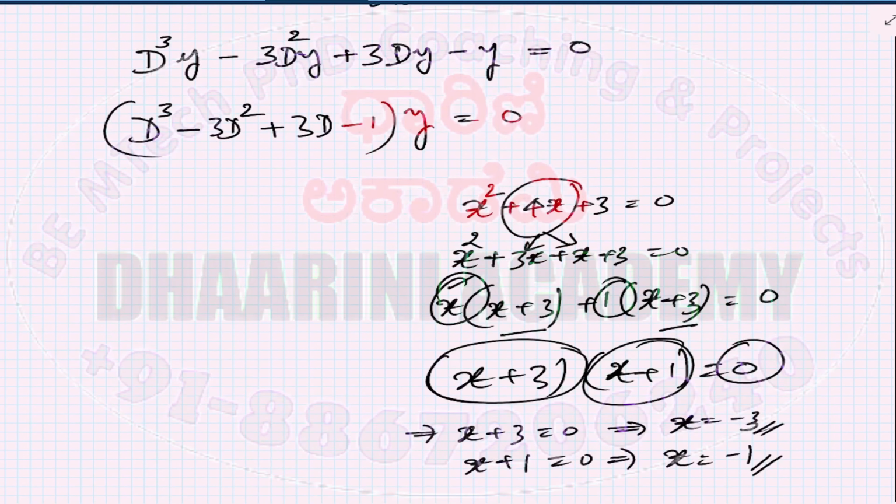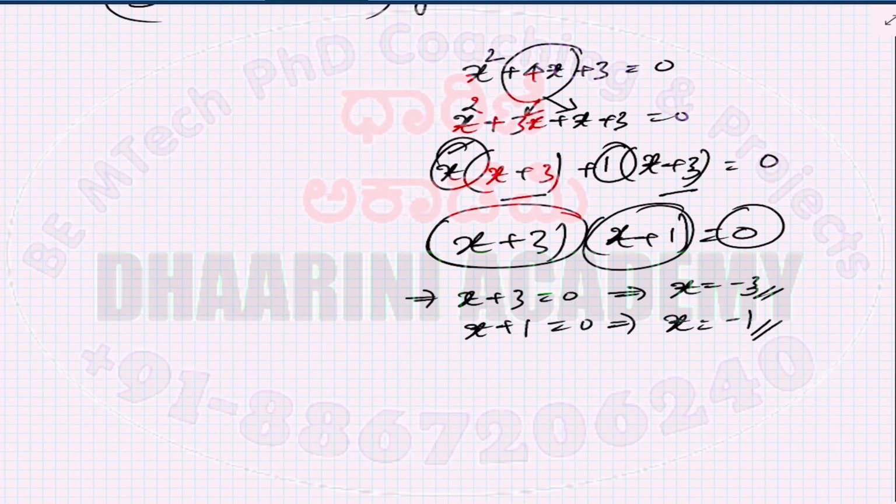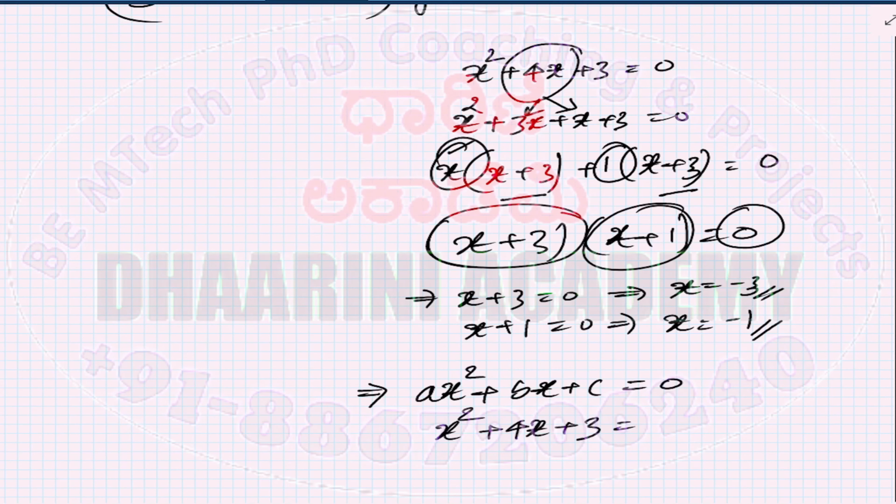I'll continue the differential equation problem later. Let's discuss the solution first. Now any given quadratic equation is of the following type. You will have ax squared plus bx plus c equal to 0. For example, look at the given question. This is x squared plus 4x plus 3 equal to 0. So I can see that in this case a is equal to 1, b is equal to 4, c is equal to 3.